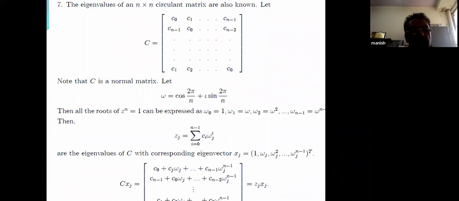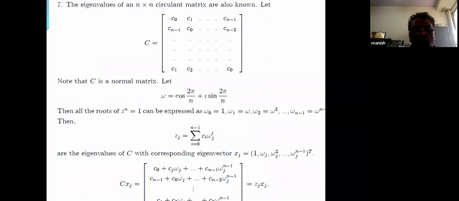This is also an important matrix known as a circulant matrix. Its first row is C naught, C1, up to Cn minus 1, and then the next row starts with Cn minus 1 and then C naught up to Cn minus 2, that is moving in this direction, and so on. Then the last row is C1, C2, up to C naught. Note that C is a normal matrix. A matrix is normal if A conjugate transpose times A is the same as A times A conjugate transpose.